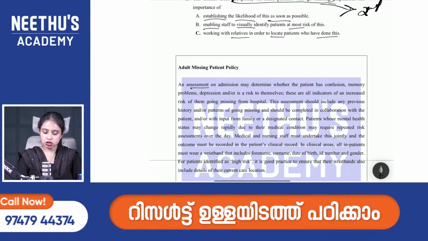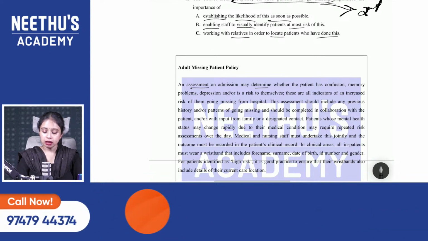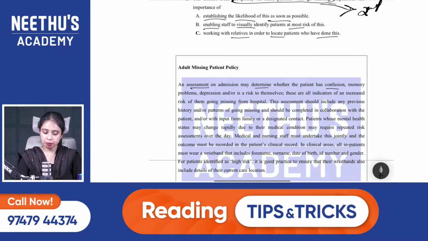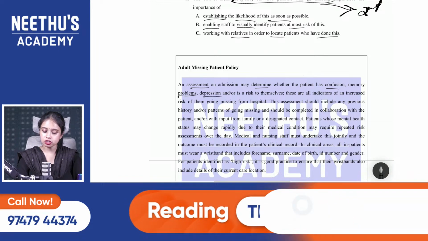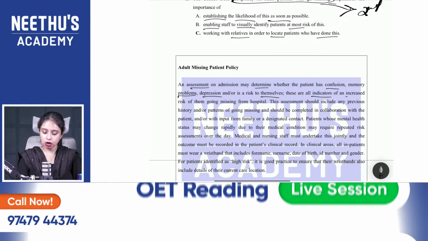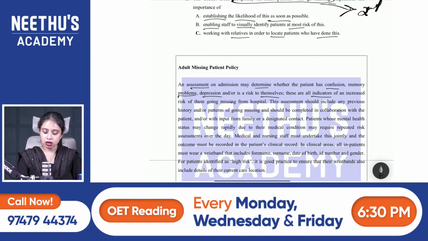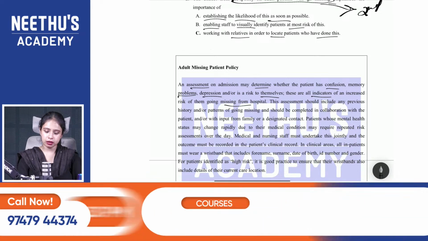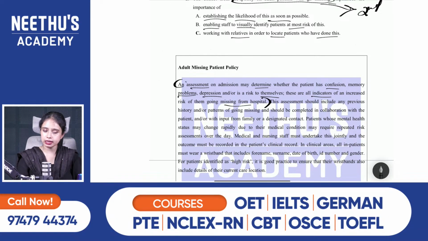An assessment on admission may determine whether the patient has confusion, memory problems, depression, and or is at risk to themselves. These are all indicators of an increased risk of them going missing from the hospital. See, first 3 sentences, then answer, I can say.